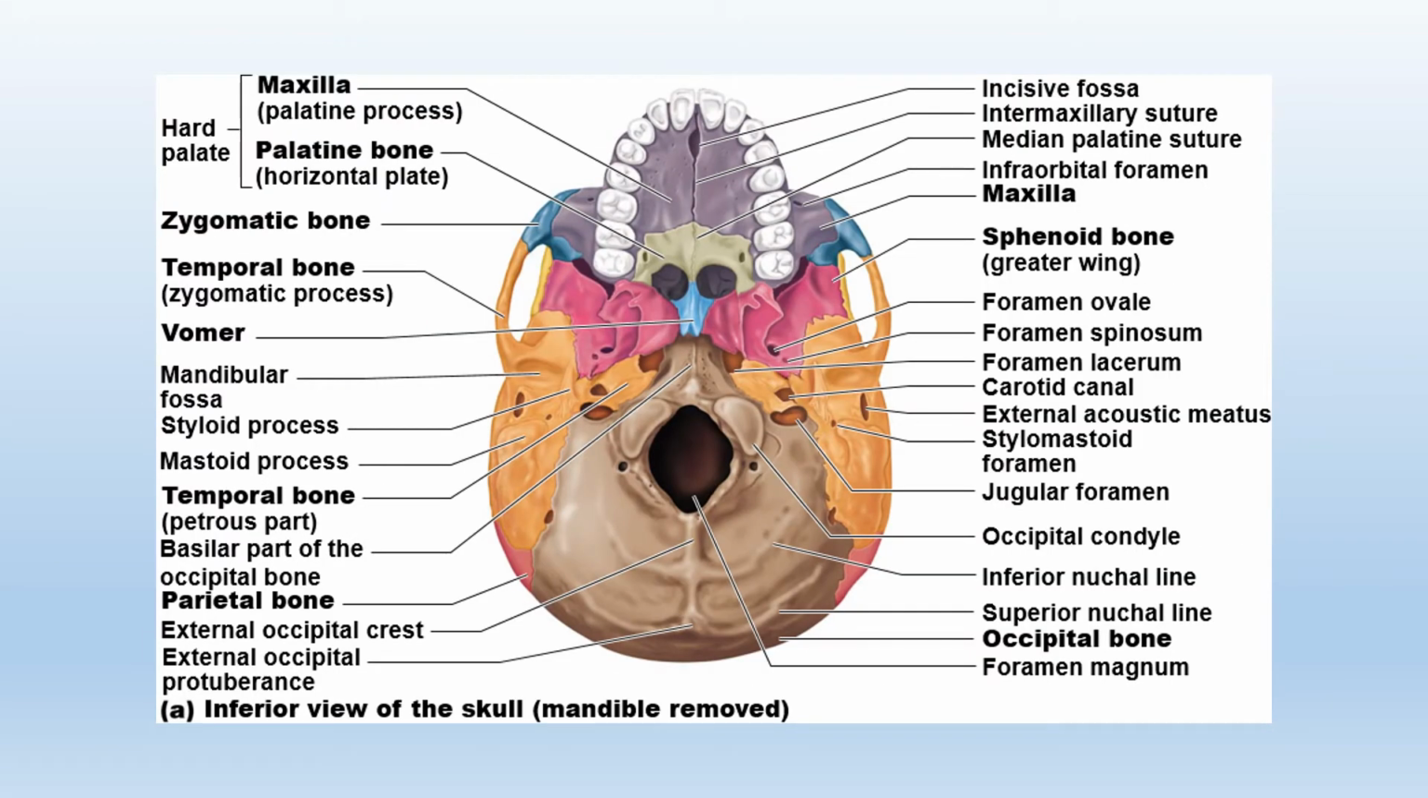Looking at an inferior view of the skull now, again, both temporal bones are seen in orange. From this view, you are able to see the zygomatic process, helping to form that arch that is the cheekbone. Posterior to the zygomatic process, you find the mandibular fossa, which is a depression that accepts the mandible to form the TMJ.